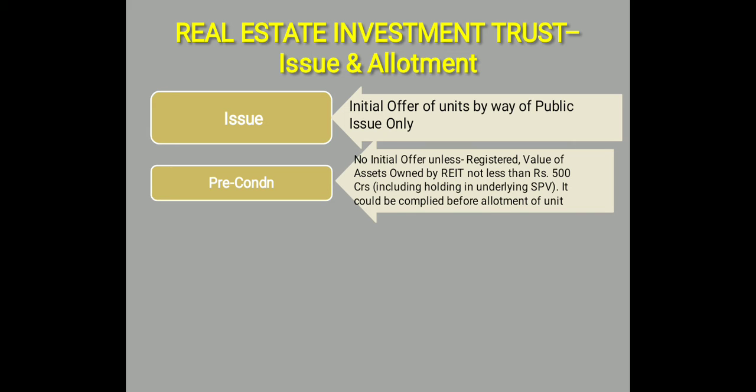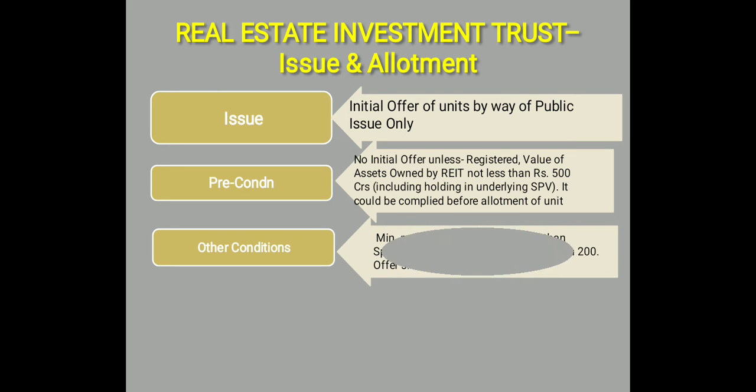This could be complied with before allotment also. That means if the REIT does not have assets of value rupees 500 crore, then before allotment they can increase their value to 500 crore and only then can they allot. The offer size, as I discussed, should be a minimum of 250 crore rupees, and the minimum number of unit holders other than sponsor and related parties should not be less than 200.